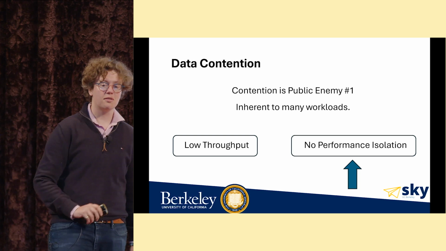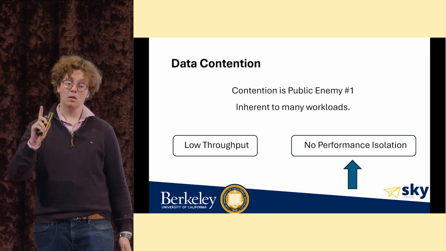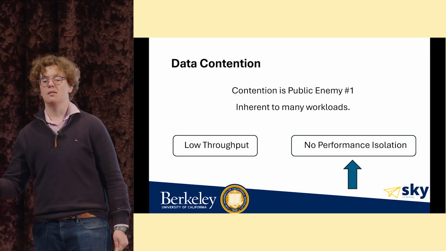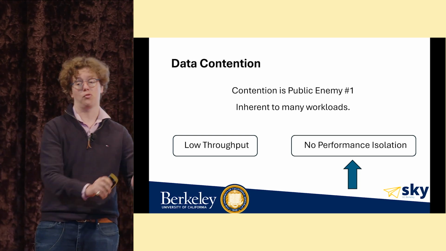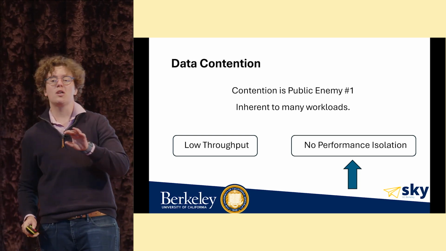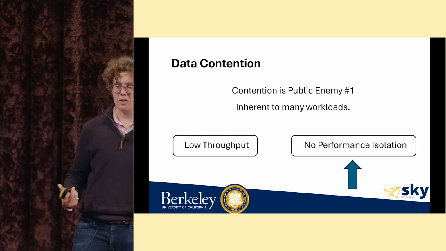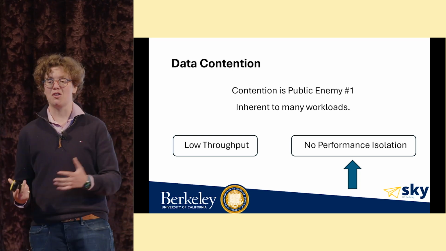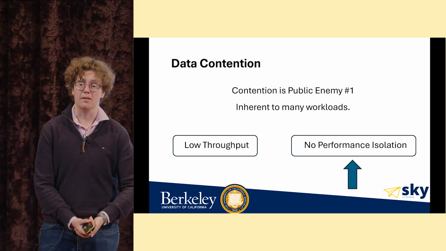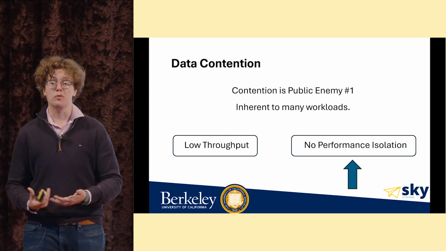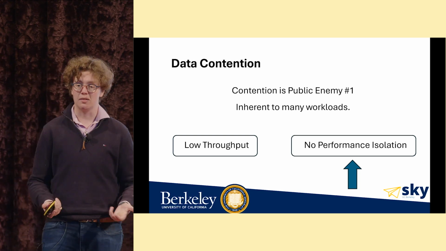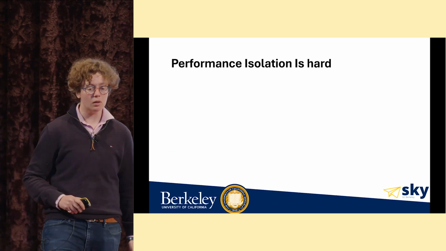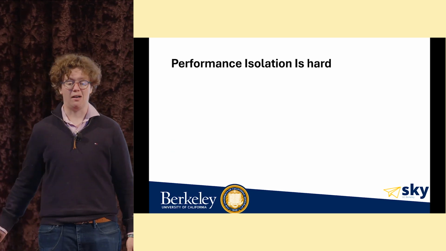So I said that data contention caused low throughput and lack of performance isolation. So far I've talked about the low throughput. But the lack of performance isolation is also a big issue, especially as more applications start modifying and accessing the same data, or as you have multiple clients that can potentially contend on data, maybe through different applications or different divisions in the same company, for example. Performance isolation is fundamentally hard.